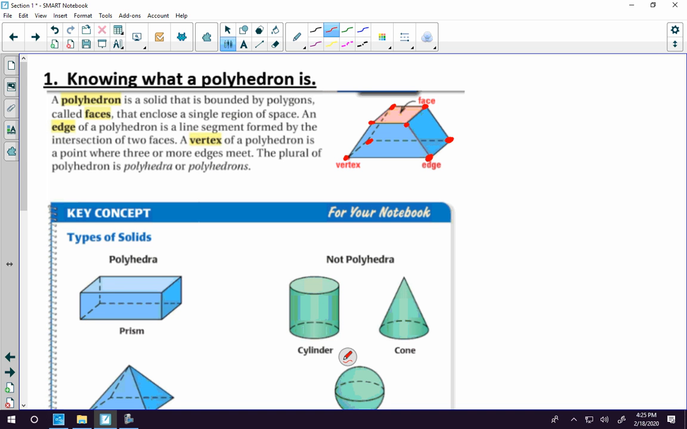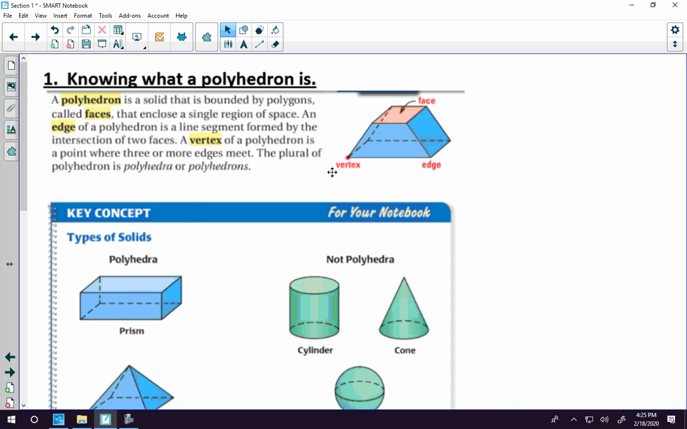The edges are the segments that make up this polyhedron, which I'm now highlighting in green. And then the faces. The faces are the two-dimensional shapes that make up this 3D shape. We have a bottom face, a top face. I'm counting them all: 1, 2, 3, 4, 5, 6. Six faces make up this three-dimensional space figure.